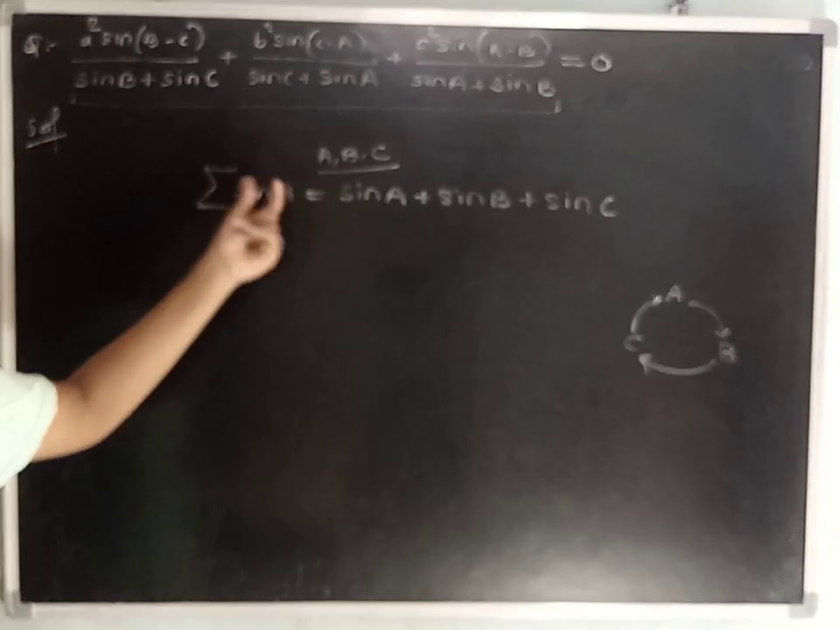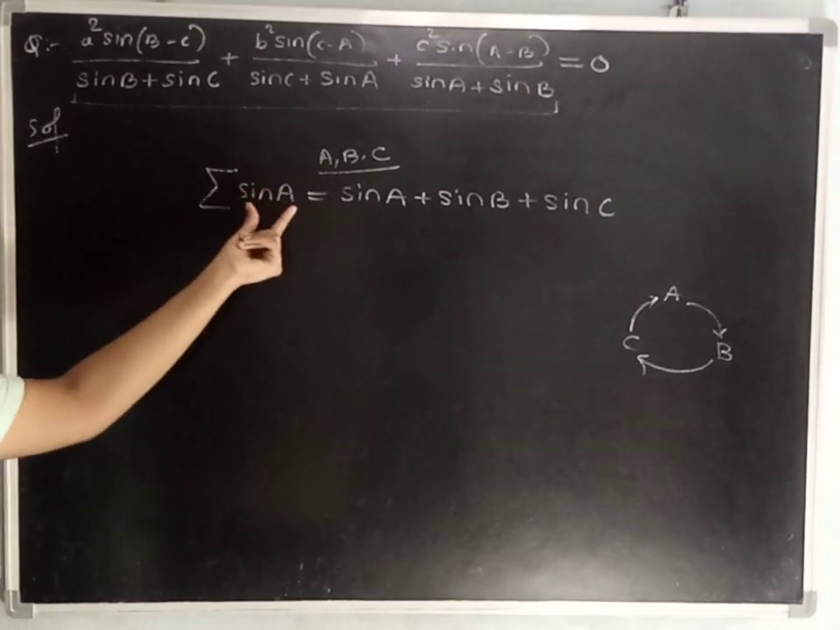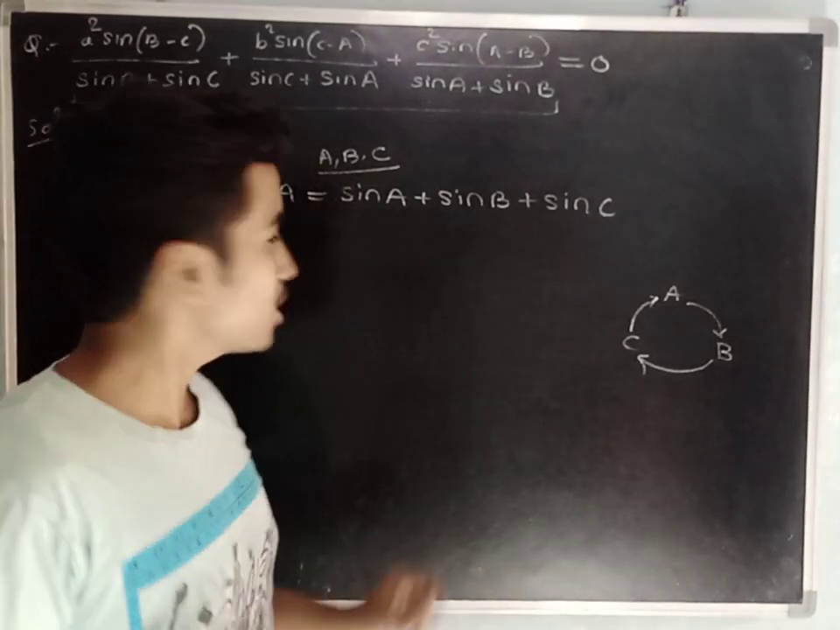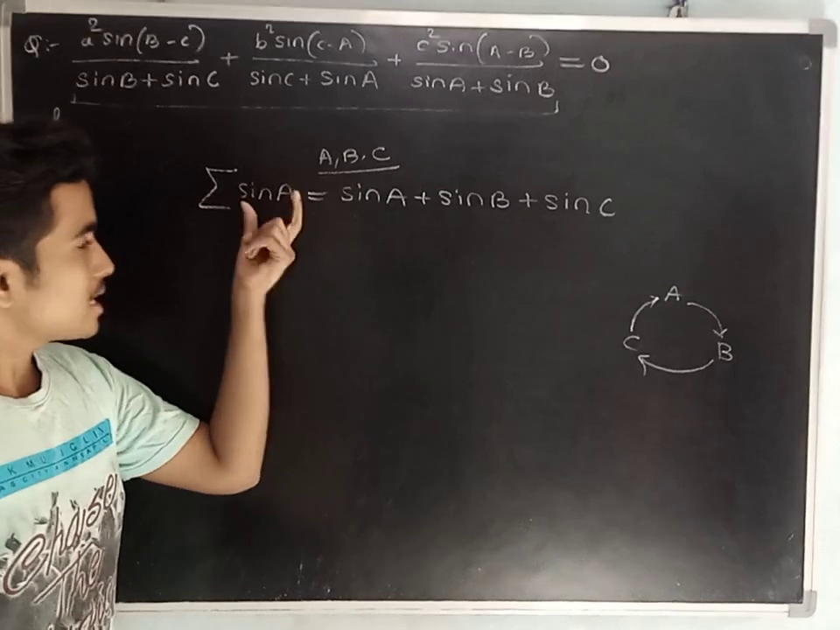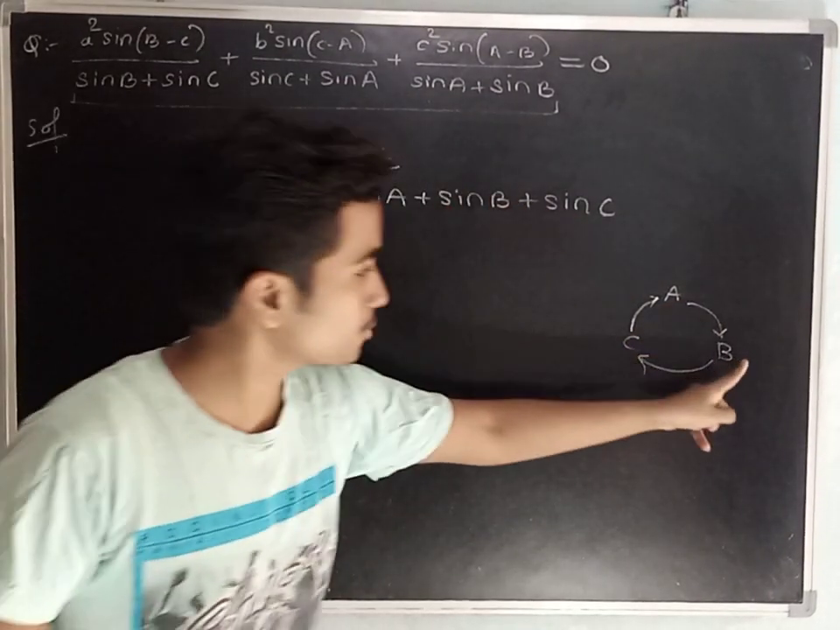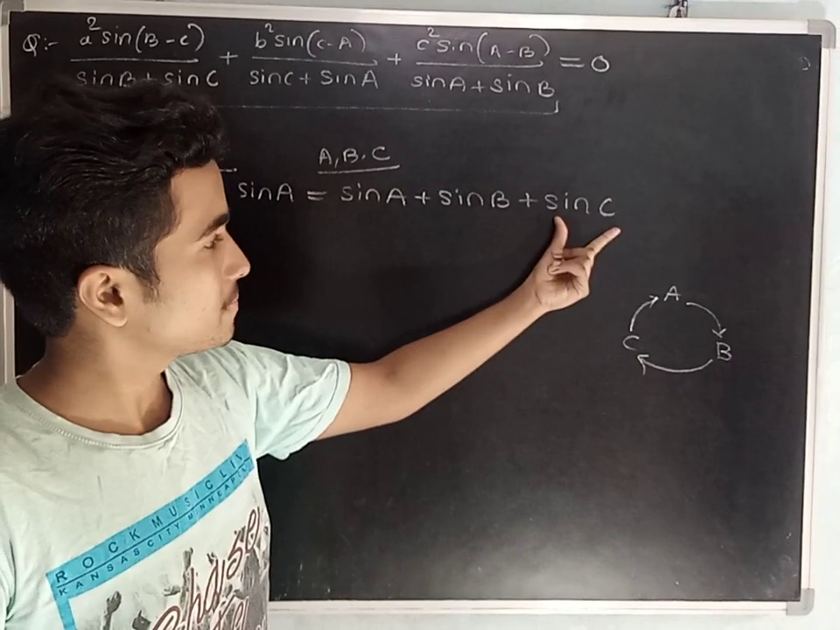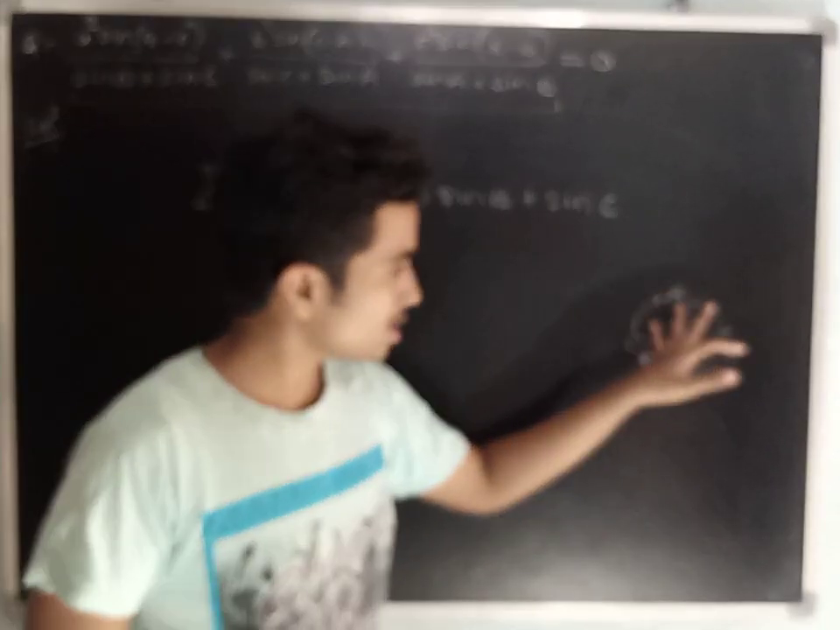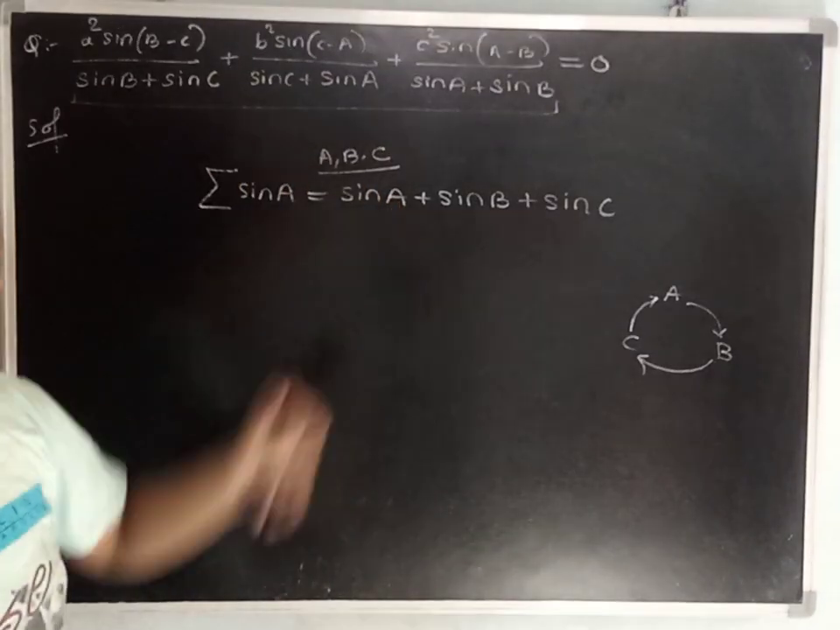Sigma sine a, so we have been given sigma sine a. Then what you have to do? Write sine a as it is. After a, b, sine b. After b, c, sine c. Again we need not go to a because it is already here.